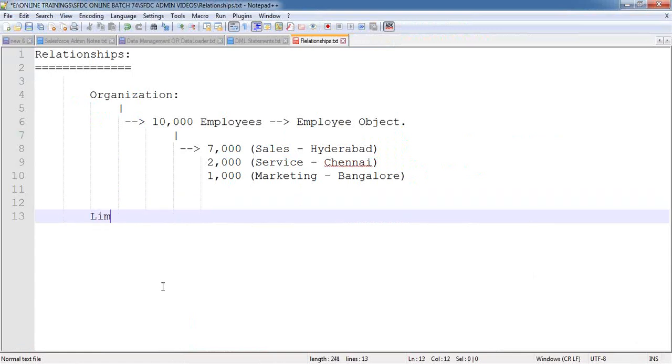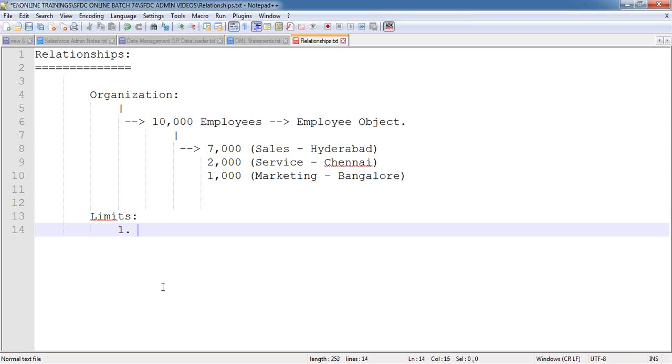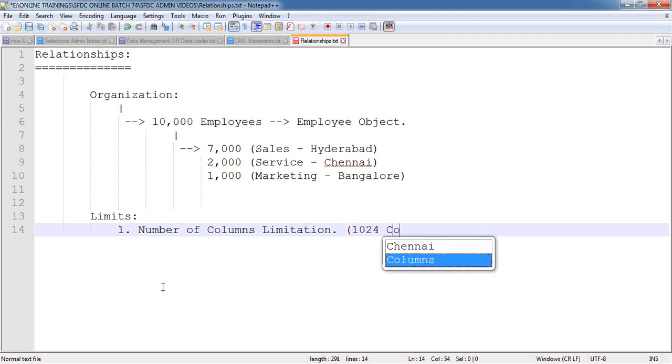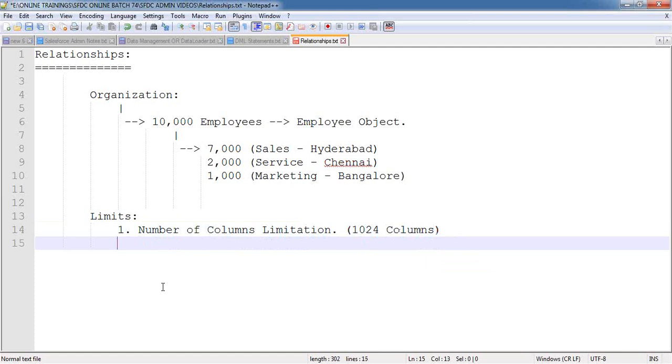The first limitation is the number of columns. A table can have a maximum of 1024 columns, not more than that. That is the limitation given by every database, whether Oracle, SQL Server, Teradata, or any other. Every database will allow you to create a maximum of 1024 columns.